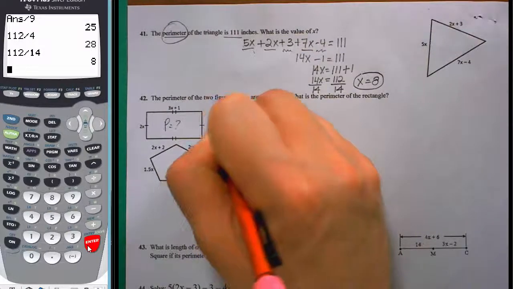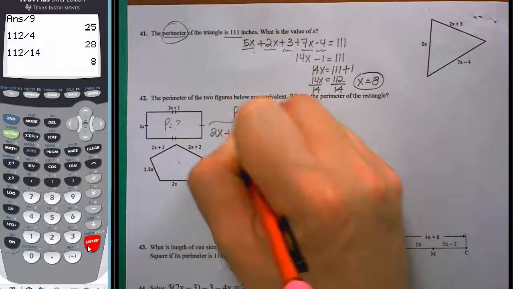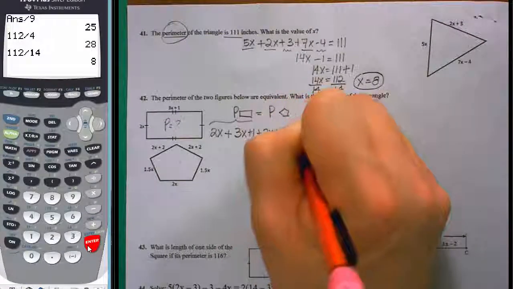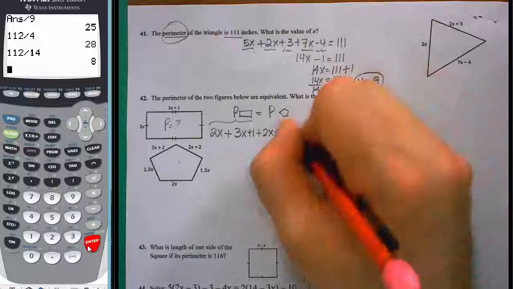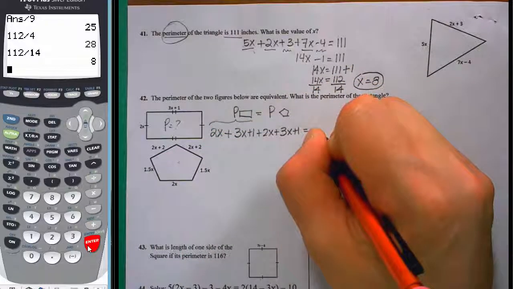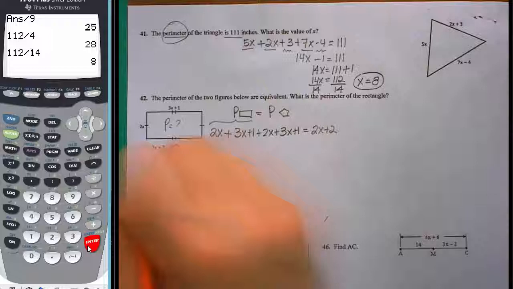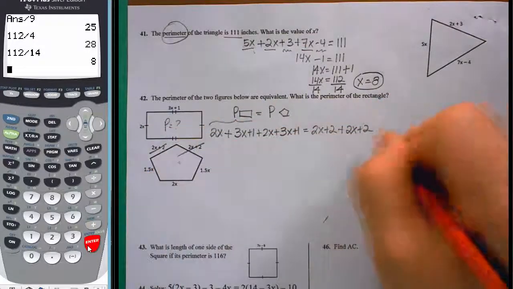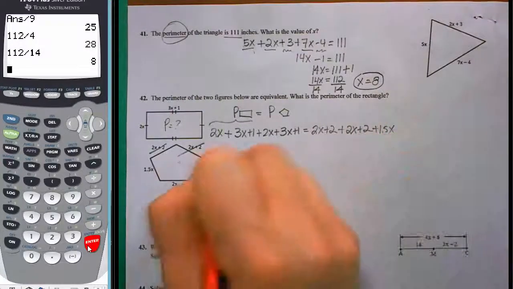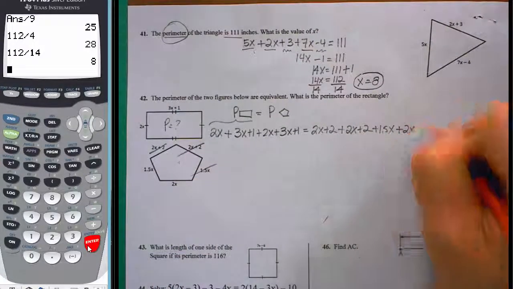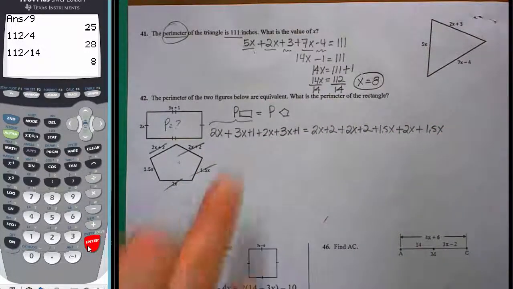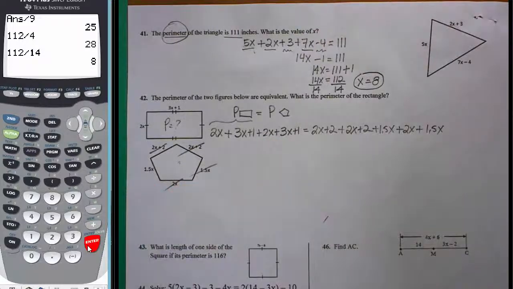How do I find the perimeter of the rectangle? Well, I add all the sides. So this would be 2x plus 3x plus 1 plus 2x plus 3x plus 1. Remember, there's 4 sides. And I'm going to add all the sides on the pentagon. So it'd be 2x plus 2 plus 2x plus 2 plus 1.5 plus 2x plus 1.5. So basically this side is the rectangle, this side is the pentagon. So let's add them together.